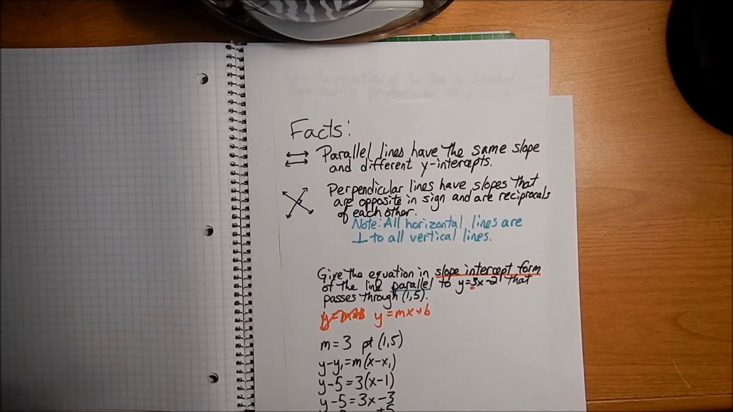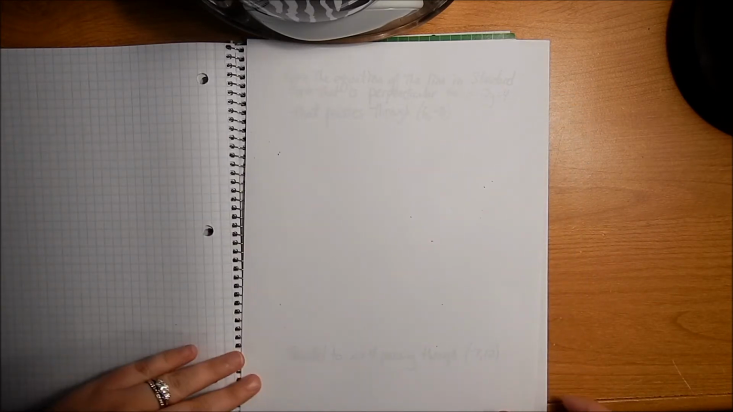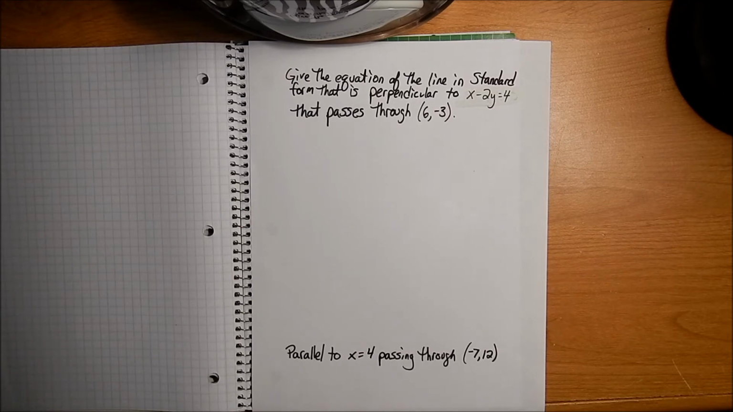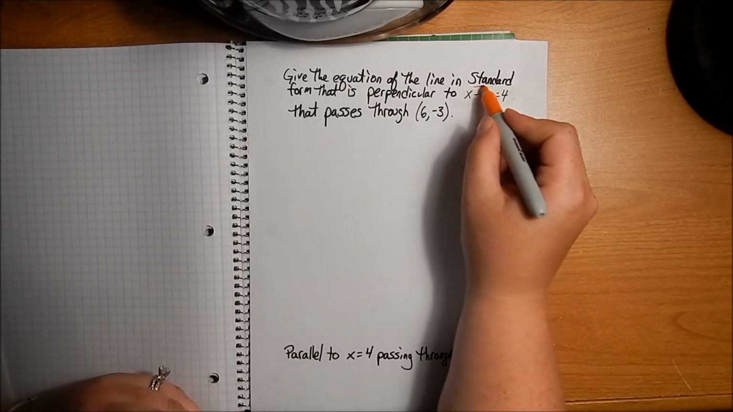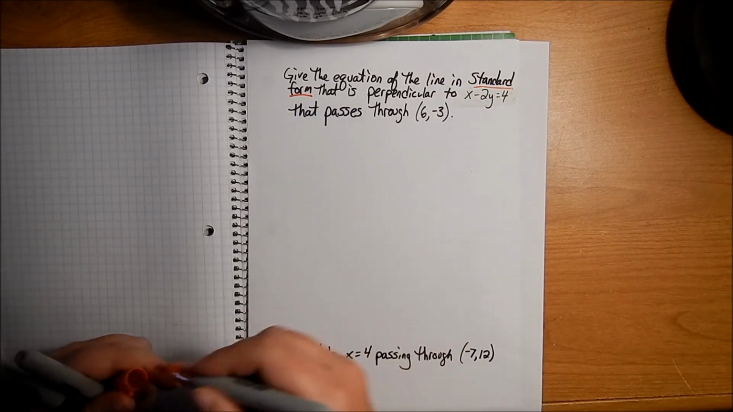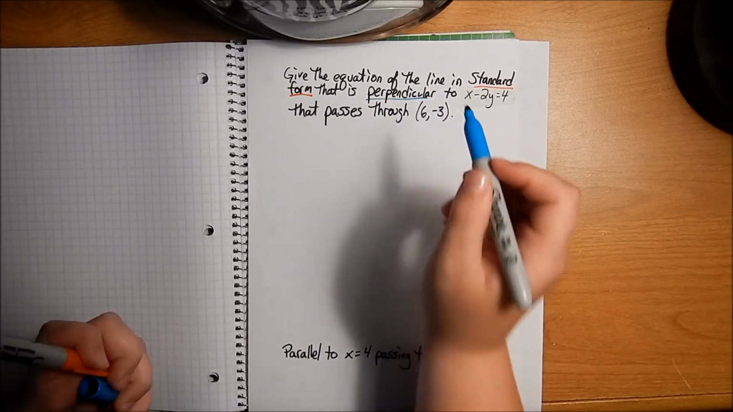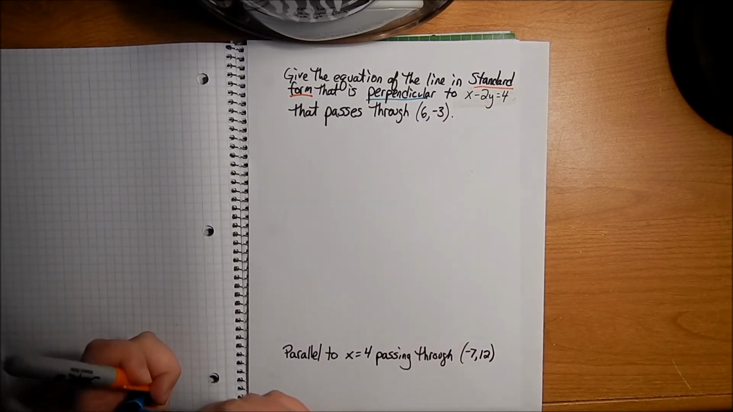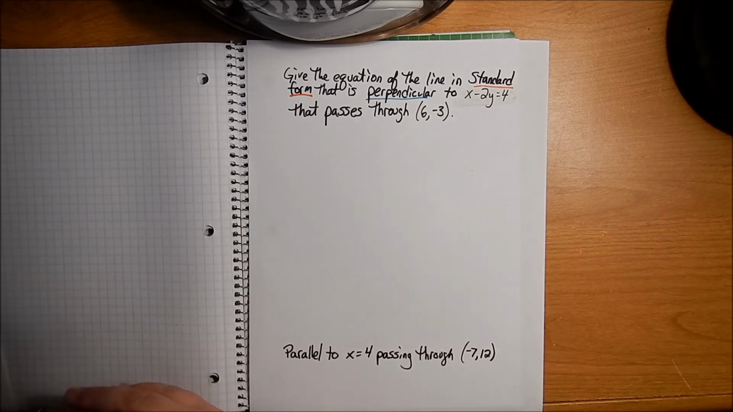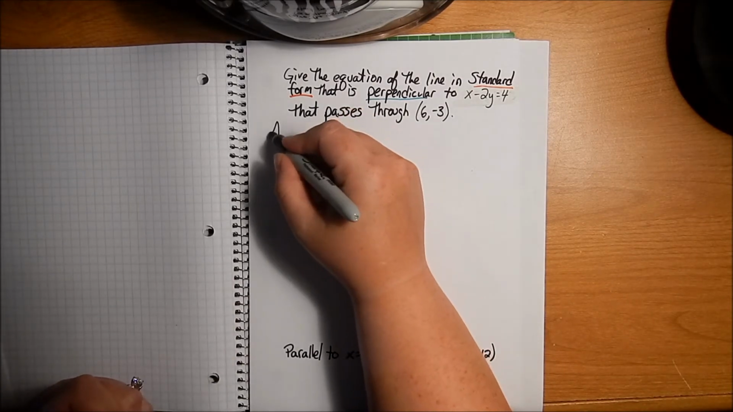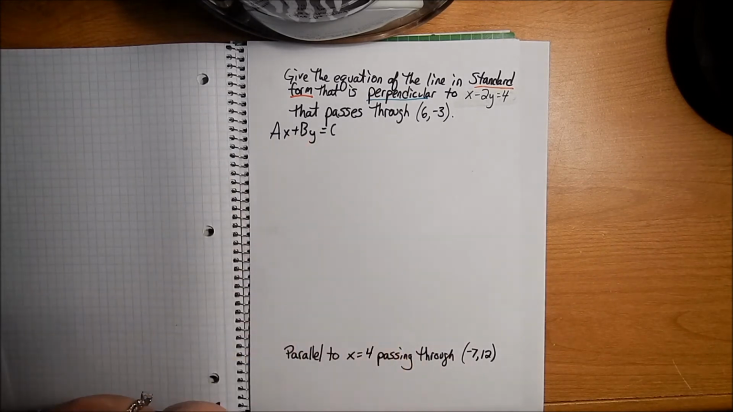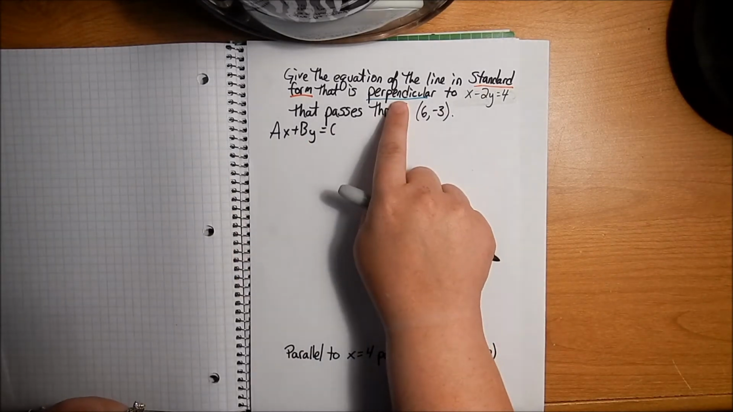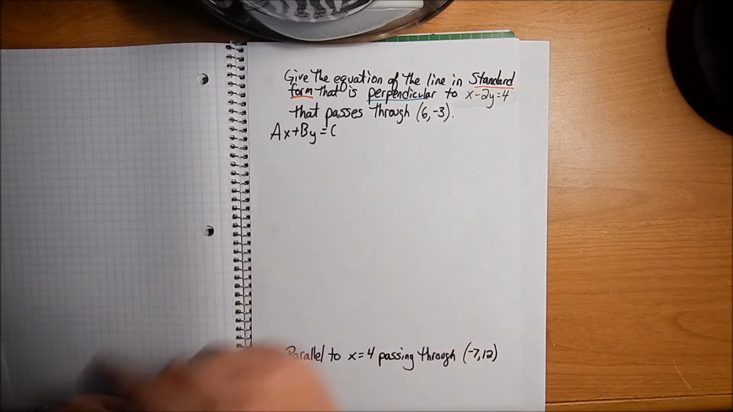Okay, let's try another one similar to this. Here I want to give the equation of the line in standard form this time, that is perpendicular to x minus 2y equals 4, that passes through (6, -3). Well, standard form, I know that's ax plus by equals c. A, b, and c have to be integers, so I'm just going to keep that in the back of my mind. That's where I want to end up. Perpendicular, so I know the slopes need to be opposite reciprocals.